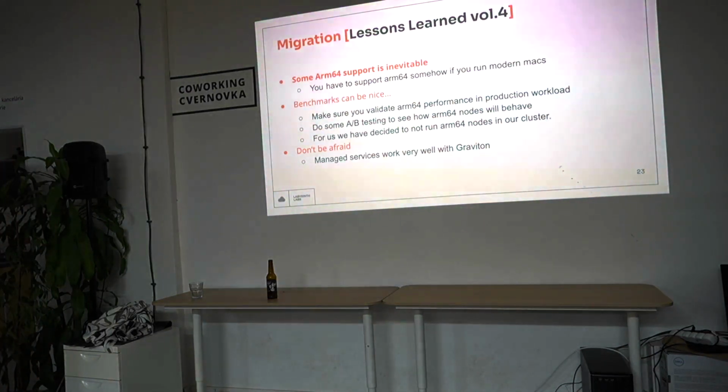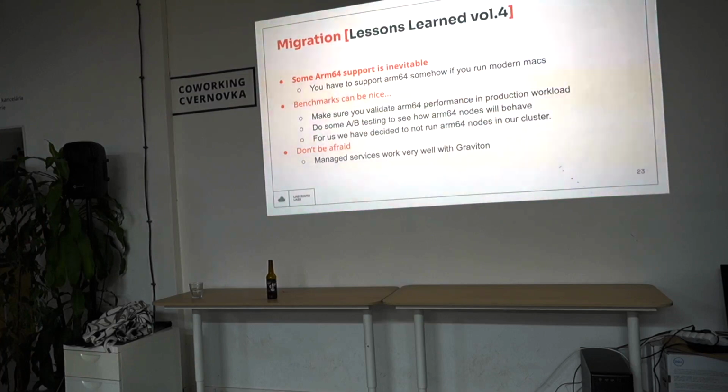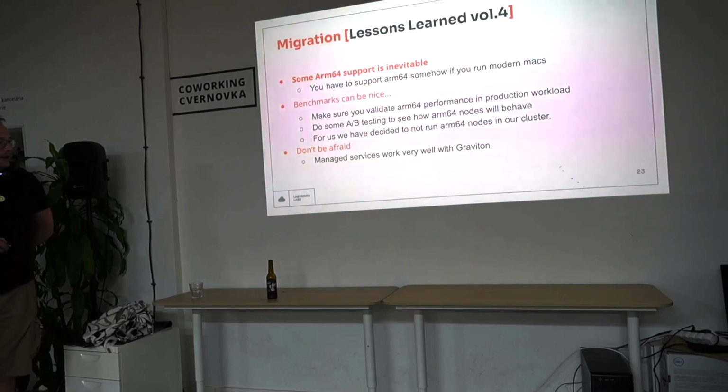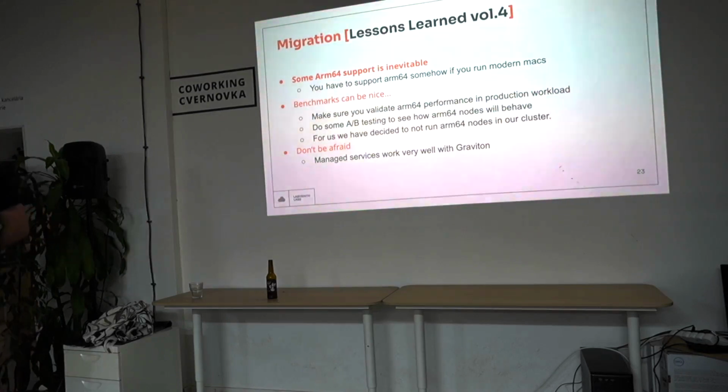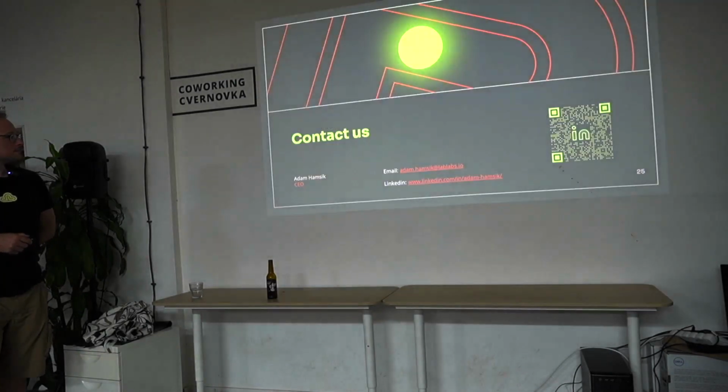So this is something we will probably look into in the future, maybe with Karpenter. Also, do some A/B testing: run a couple of nodes and see how they behave in production. If you do that, it can give you a good overview of the performance. And don't be afraid to use Graviton in managed services. That works very well. RDS, Redis, OpenSearch, Kafka, you can go anywhere with that. Yeah, and that's it.